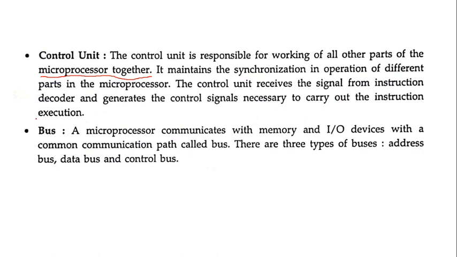Then the bus. The microprocessor communicates with the memory and input output devices with the help of a common communication path, that is called a bus. So whenever our microprocessor is working with the memory or input output devices, it is commonly connected with the communication bus. Okay, there are three types of bus: the address bus, data bus and control bus. So whenever we send some address, it is sent on the address bus. If we are transferring some data, we use the data bus, and if we are going to send some control signal, then it is going to use the control bus.